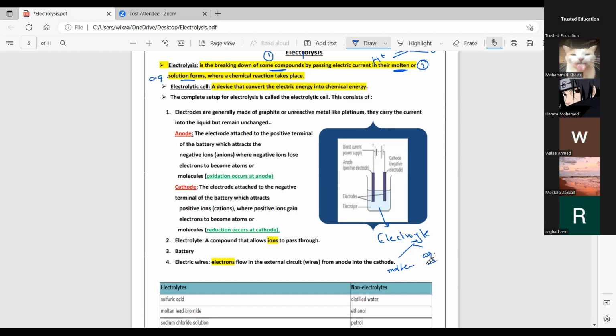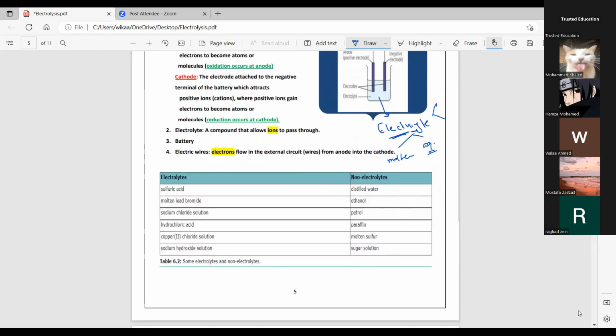When I pass electricity through it, it's broken down into its ions. يعني من الآخر كده a liquid that conducts electricity هو ده الإلكترولايت. وهنا في examples. sulfuric acid, any acid is considered electrolyte. ليه؟ لأن الأسيد ده أصلا عبارة عن proton donor اللي هو الهيدروجين and anion، كاتيون وأنيون. طيب المولتن ليد برومايد، ده ionic compound. فبما أنه molten يبقى it can conduct electricity. إنما لو كان solid it will not conduct electricity.